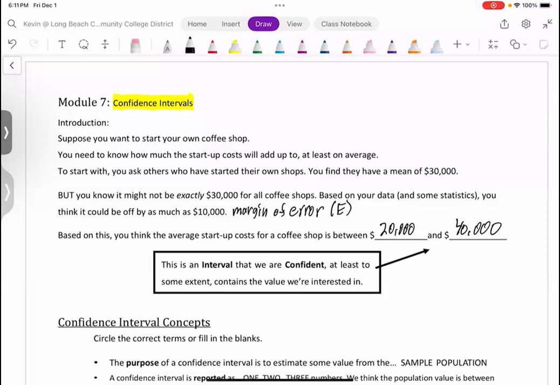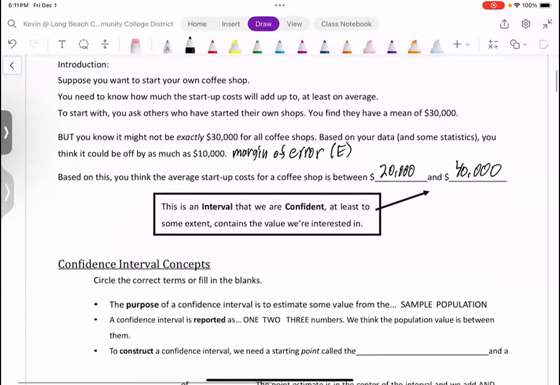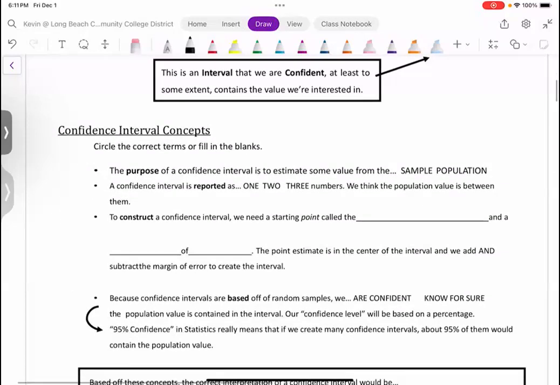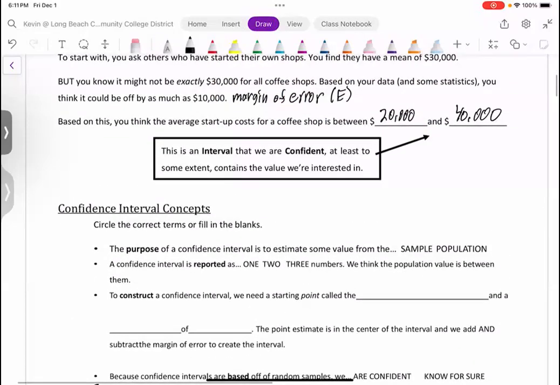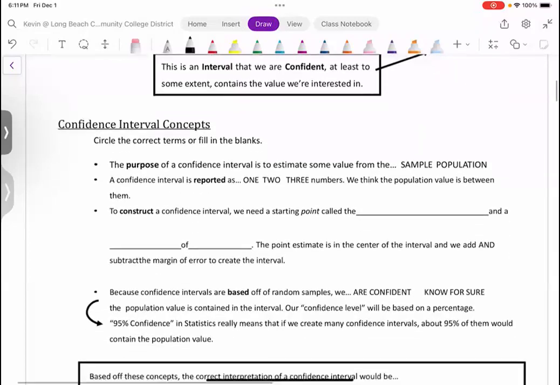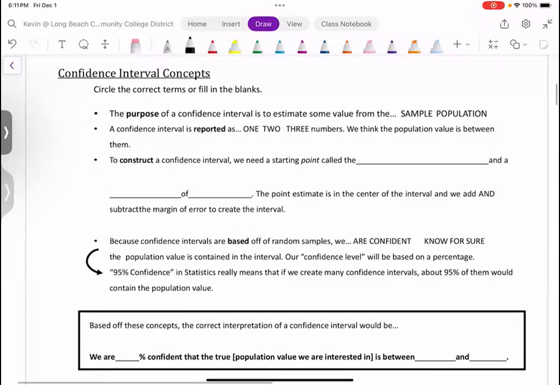And of course, the more data that you get, the more accurate you can make your confidence interval. And let's move on and talk about exactly what we mean by this. You can see in the box that we have here, this is an interval that we are confident, at least to some extent, contains the value we're interested in. Now, this was just us sort of spitballing this. So let's go into a little bit more precise. And when I say precise, none of it's precise. It's all approximations. A little bit more mathematical way of doing this.